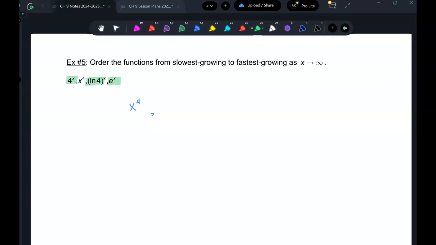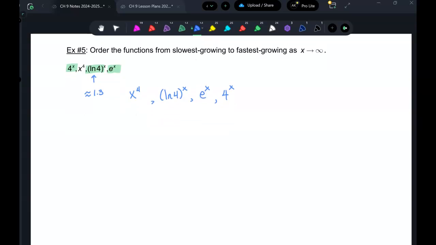So it's all going to come down to the base. What's ln 4, the natural log of 4, approximately? 0.7? Actually it's 1.38629. So that's the slowest because it's the lowest. Next will be e, which is 2.71. And then last we'll go 4 to the x.